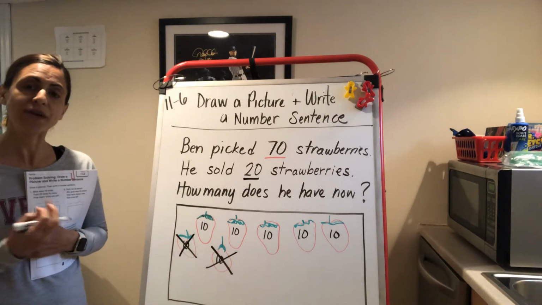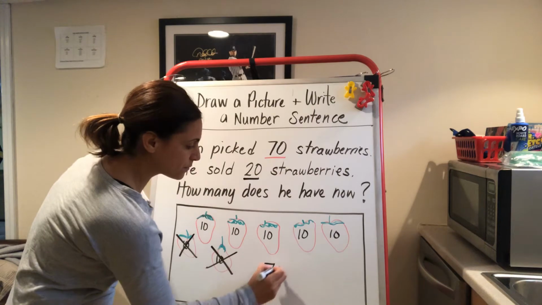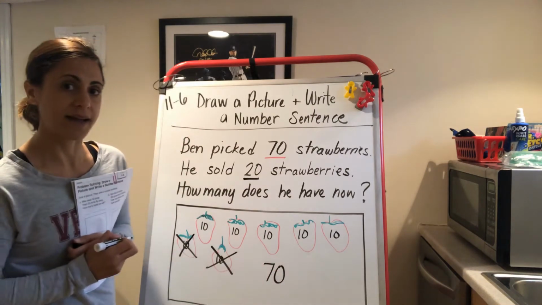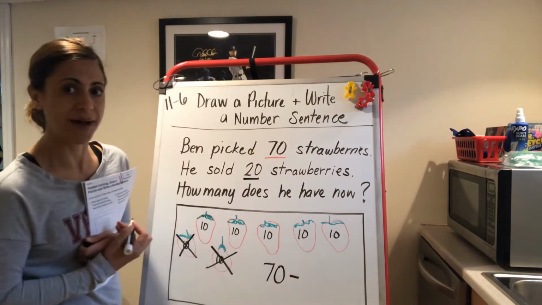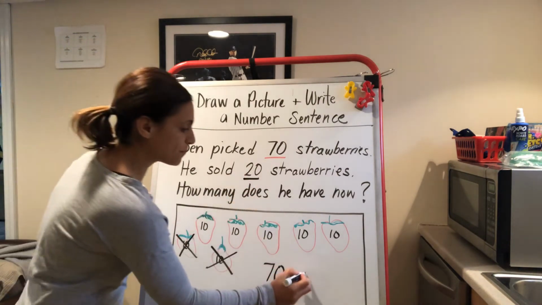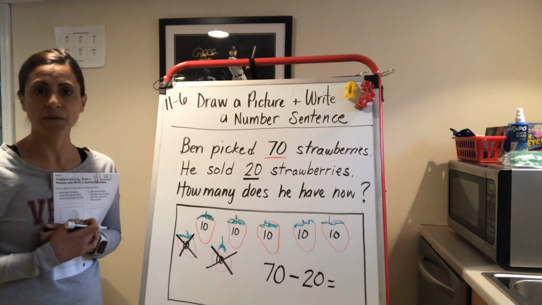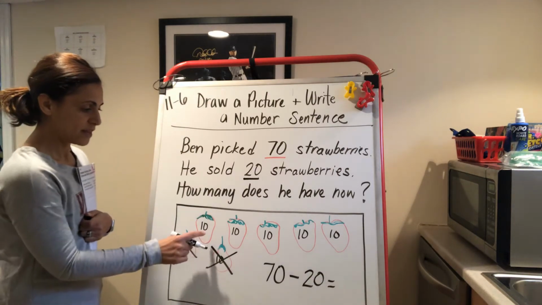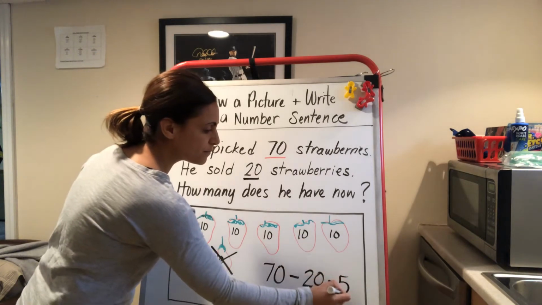Okay, now how would I write that as a number sentence? I'm starting with 70. And I'm taking away, I'm subtracting, so I need a minus sign, 20. What is 70 take away 20? Let's count. 10, 20, 30, 40, 50 strawberries left.